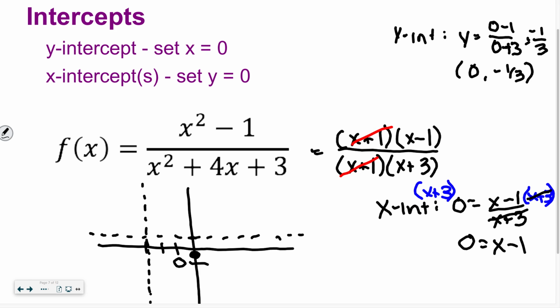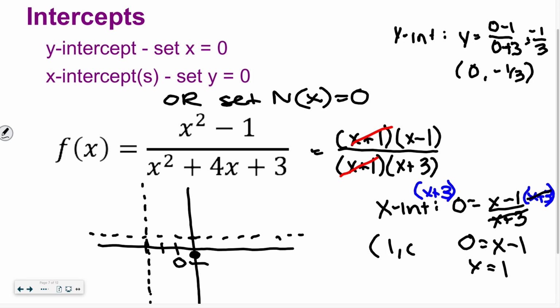So if you want to write a little note up here, if you're comfortable with that, you can just set the numerator equal to 0 because that's the only way the fraction equals 0. If you don't like that, if that's too tricky for you to remember, then just write it out and multiply by the denominator every time. That works. So we have an x-intercept at (1, 0).